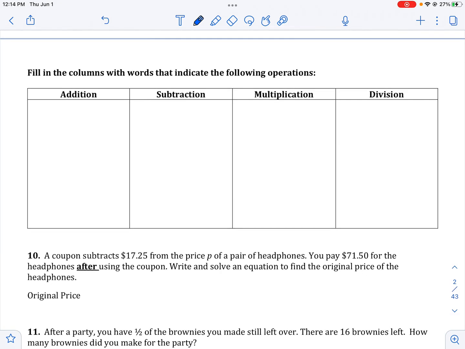But let's talk about our words here. Some key words that mean addition: we got more than, we got some. Subtraction would be your less than, or difference. Difference is one that often gets people tripped up. Difference can sometimes be confused for division for some reason, but it's really a subtraction problem.